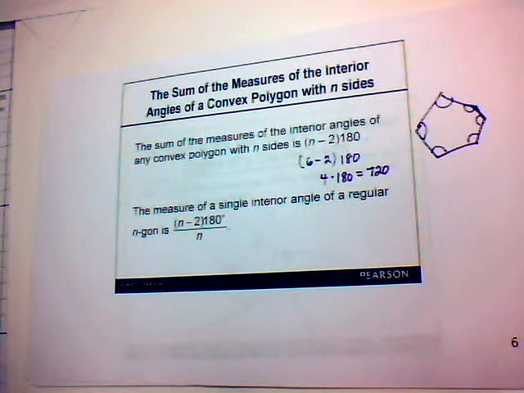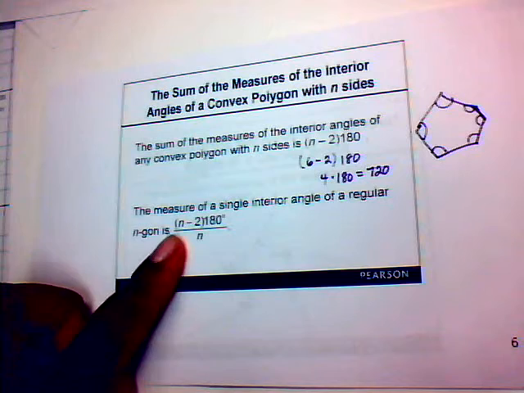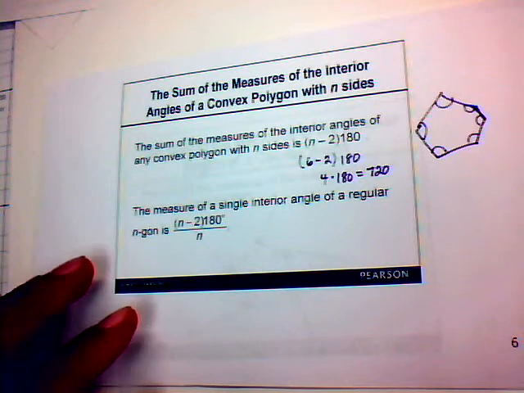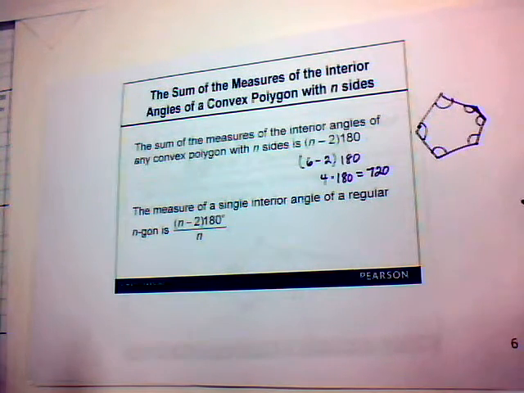Now suppose I want to find the measure of a single interior angle of a regular polygon. Then I would use this formula, n minus 2, quantity multiplied by 180 degrees, and that whole thing divided by n. And this is going to be of a regular polygon. That's very important because in a regular polygon, all the angles are equal to each other.